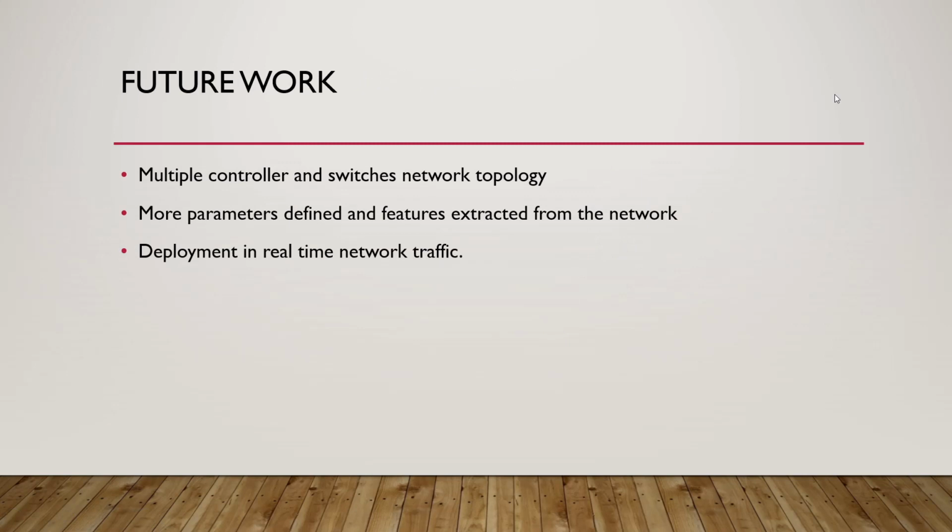In future work, I plan on having multiple controllers and switches in the network topology. Currently, I only have one switch and one controller in the network with 10 and 25 hosts. But in future, I can have multiple controllers and switches, and I can define more parameters and features to be extracted from the network. Currently, I only extract 4 features, but in future I can add more parameters, and I can deploy this method in real-time network traffic to evaluate and test it. Thank you.